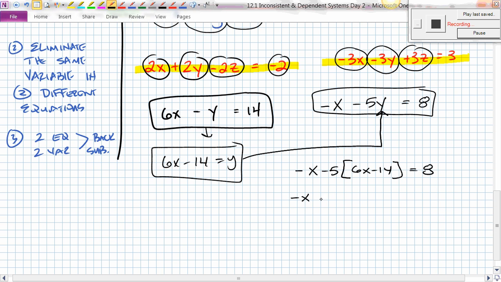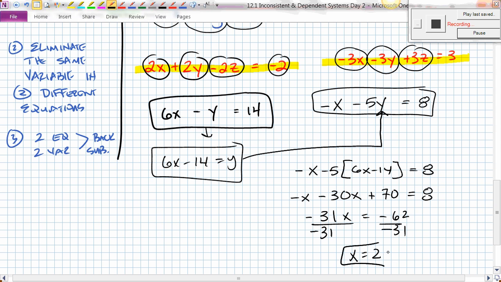So negative x minus 30x, is that right? Plus, what's 5 times 14? 70. Equals 8. Did I do that right? Okay, here we go. So this means I got negative 31x is equal to 70 take away 8? Negative 62. Hey, check that out. So x has to be a positive 2.